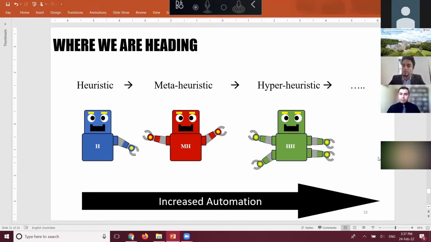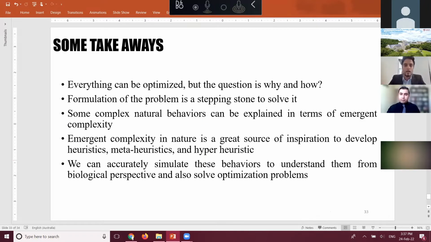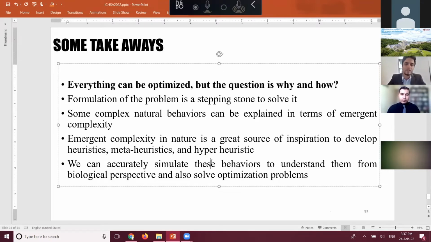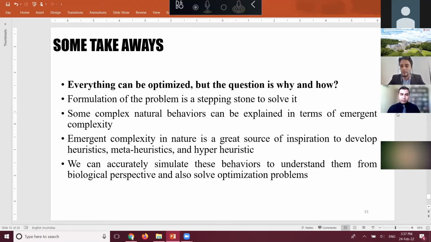Some takeaways from this talk before we take some questions. I go back to a famous saying, everything can be optimized, but the question is why and how. Obviously, the why is quite important. I often see engineers trying to optimize a part of the system that is absolutely unnecessary. So always think whether what you're optimizing is necessary, whether it must be optimized, and how, going back to the problem formulation that we discussed earlier.